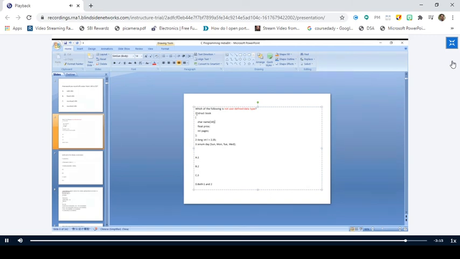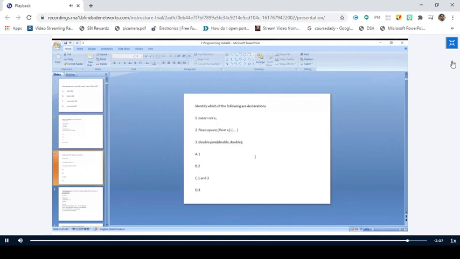Long int i equal to 2.35. What are the user defined data types? We have structures, unions, enums. Pointers and functions are derived data types. User defined data types are structures, unions, enums. In the first option we have structure, in the third option we have enumeration, and in the second option we have long int. This is a normal variable declaration, so this is not a user defined data type. Both structure and enums are user defined data types, right? So the last one.